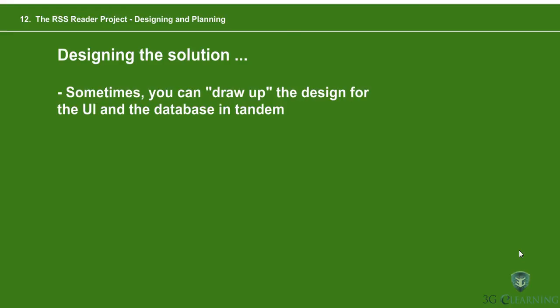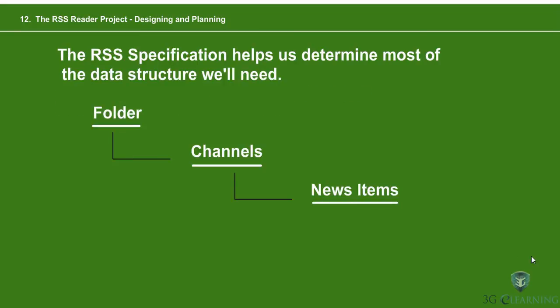You can jot down ideas about the UI and the database and think about what bits of information you want to display on the screen, and what are the underlying data structures on the database which need to be created to support the UI. This will be quite simple and basic in the case of the RSS Reader application, as we need to follow a specification. So we want a concept of a folder which will contain channels.